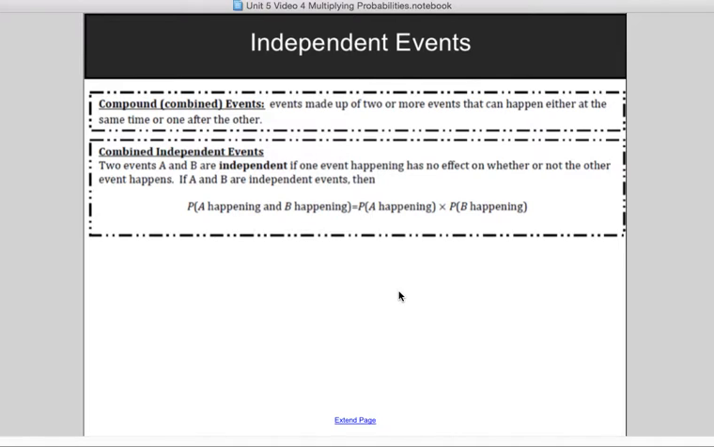The probability of A and B happening, and the biggest thing here is the word "and," that's going to tell me to multiply, is the probability of A happening times the probability of B happening. So the biggest thing you need to remember is that whenever you see the word "and," multiply.